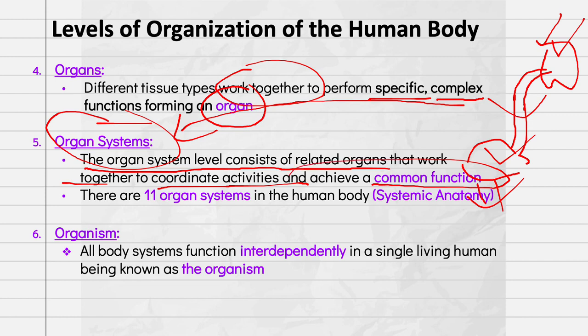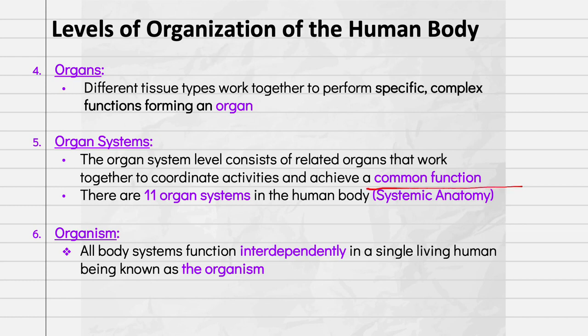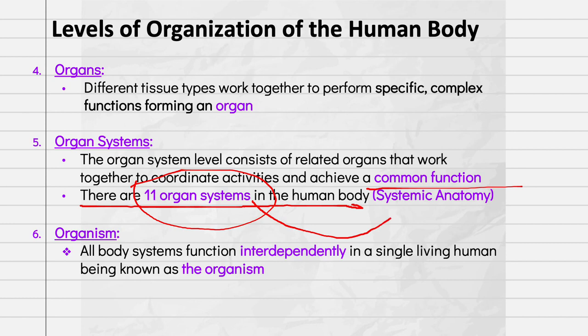For example, one of the most important functions of the renal system, where many organs are working together, is to produce urine. Yes, the filtration system produces urine. So this organ system works together to achieve a common goal and a common function. And as you already know, there are 11 organ systems in the human body, and these are studied under systemic anatomy.